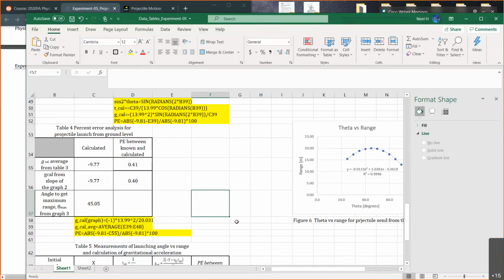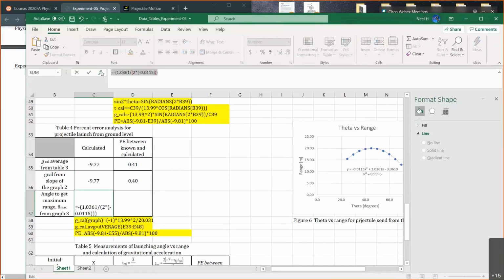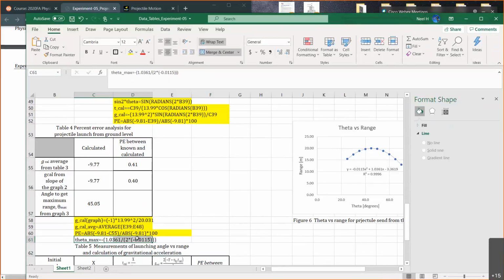Professor, can you click on that equation again, please? Sure, let me copy paste that into here as usual. This is going to be the theta max, okay. Okay, so that is the equation for theta max.